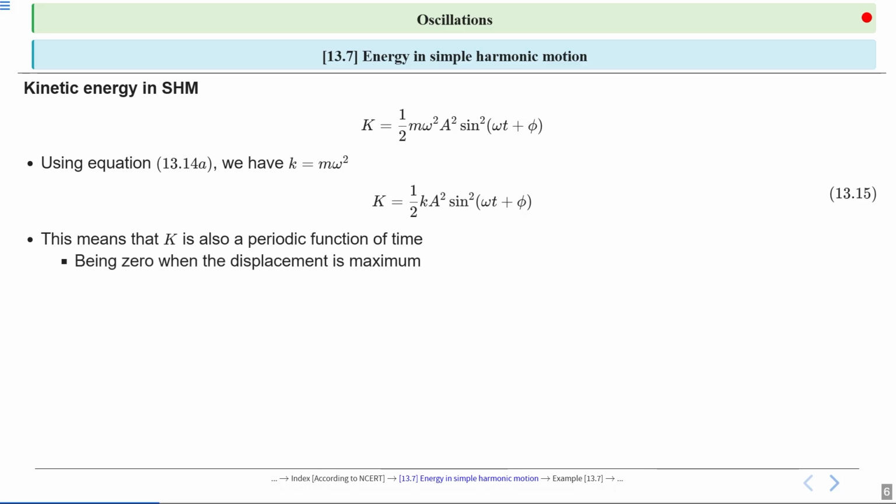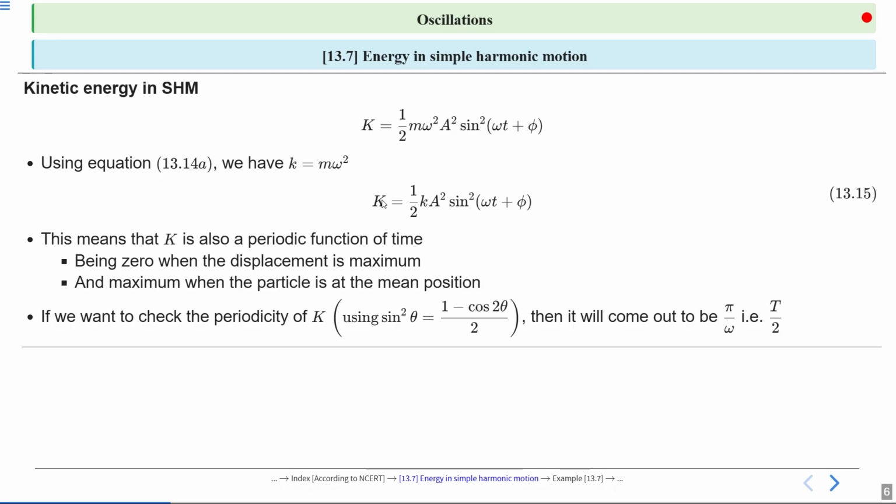So the kinetic energy is zero when the displacement is maximum. That means when the object is at the furthest point from the center, it's momentarily at rest. So all the energy is potential and kinetic energy drops to zero. On the other hand, kinetic energy is maximum when the particle is at the mean position or the center of its path. The object is moving fastest, so all the energy is kinetic and none is stored as potential energy.